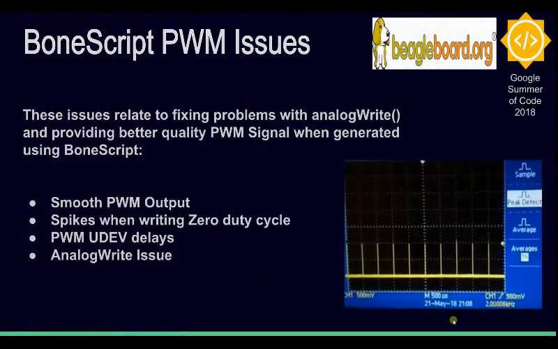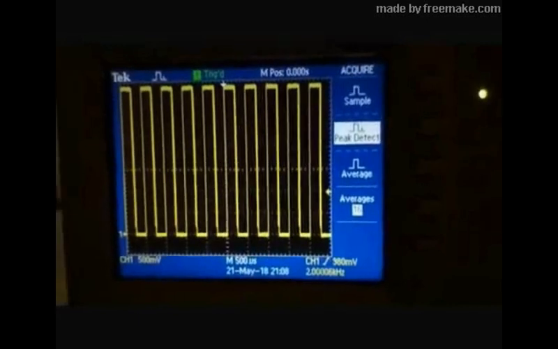Now I will provide a brief description on the fixes made to BoneScript. Fixing the BoneScript PWM issues. These issues relate to fixing the BoneScript analog write function and providing better quality PWM signal when generated with BoneScript. The issues fixed under this category are smooth PWM output. Previously there were slight disturbances in the PWM output while sweeping the PWM frequency. This was fixed. Similarly, the issues of spikes occurring when writing 0 duty cycle was also fixed. PWM UW delay issue. This issue relates to analog write failing in user mode due to delay in setting up permission. Here is a quick demonstration for the PWM fixes.